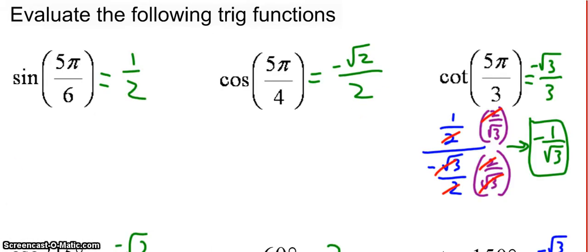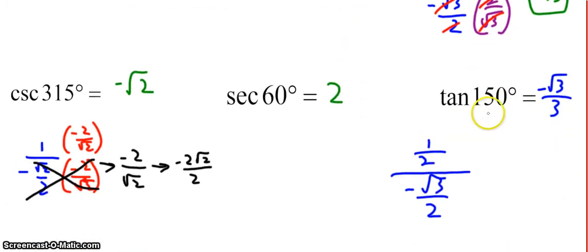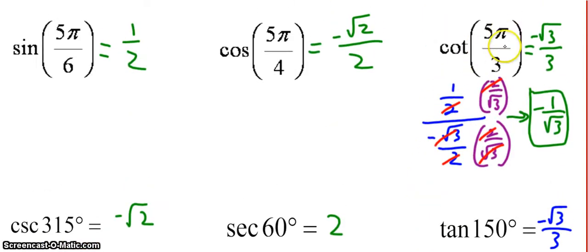Okay, and then the tangent. So tangent of 150, tangent is the y-coordinate divided by the x-coordinate. Notice that this is the exact same work that we did up here for the cotangent of 5 pi over 3. So I didn't show the work again because I know what the answer is.